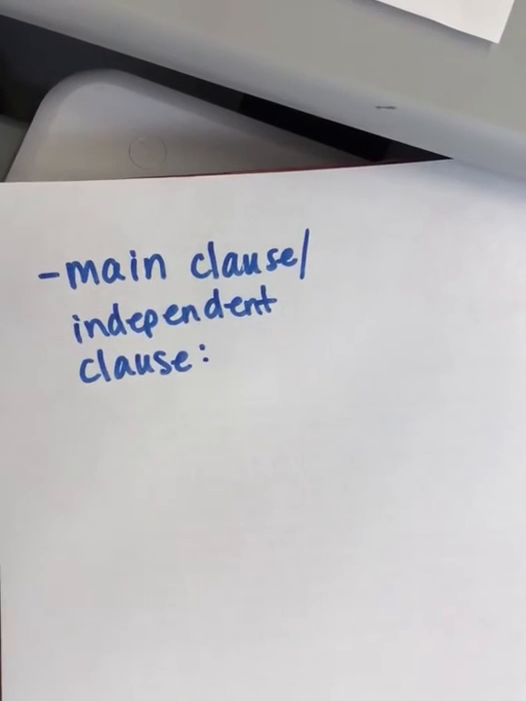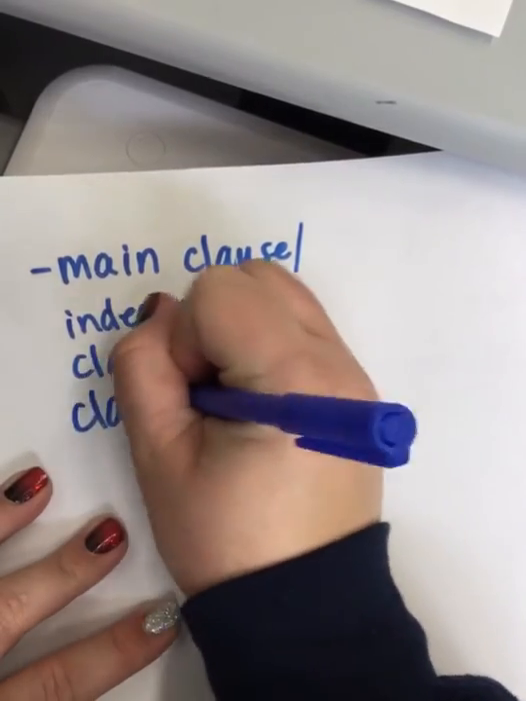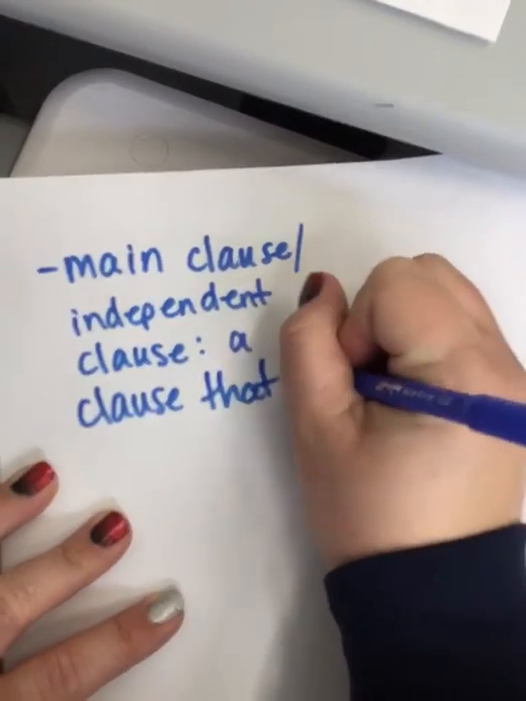The first thing that I want you to know is that different books and different teachers refer to main clause or independent clause in a different way. But these 2 words are interchangeable. So sometimes I might say main clause, sometimes I might say independent clause. Those 2 words mean the same thing. Okay? A main or independent clause is a clause that can stand on its own.